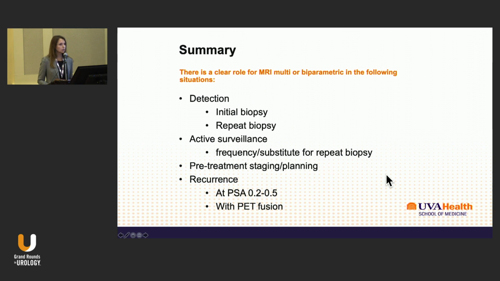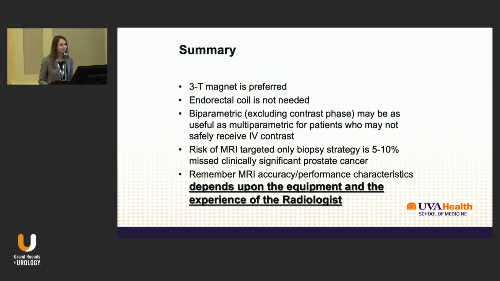So in summary, there's a clear role for the multiparametric or potentially the biparametric MRI in the following situations: detection, whether it's initial or repeat biopsy, active surveillance, pre-treatment staging, and certainly recurrence even at very low PSA levels. And when the MR is fused with PET, I think that's when things get really interesting.